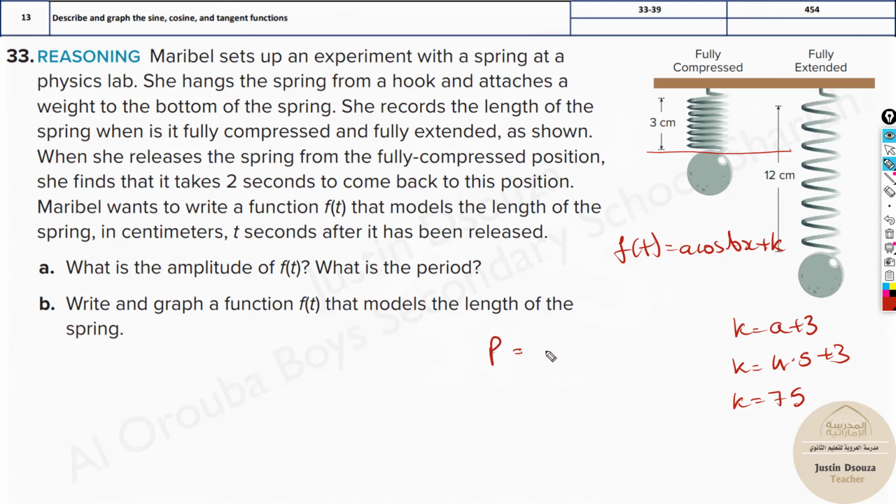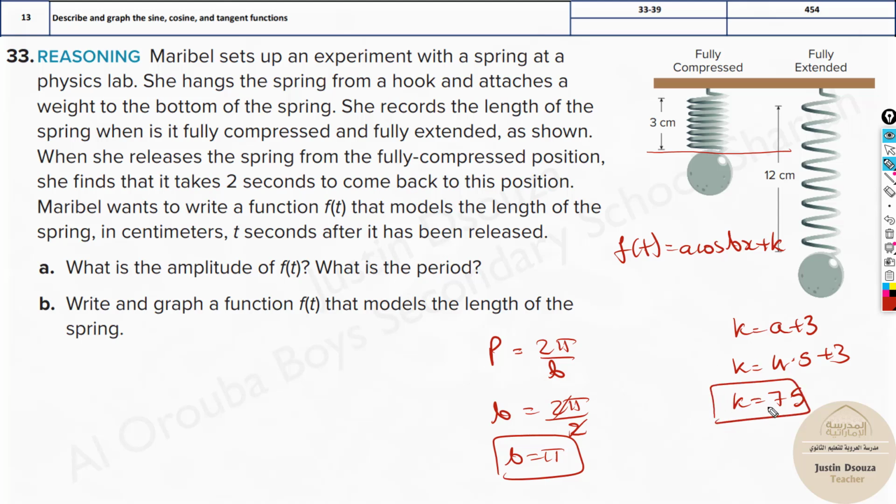Period, I'll write P is equal to, what's the formula for period? If you remember, it's 2 pi by b. We need to solve for b, so take b to the other side, it will be 2 pi by the period of 2 seconds. So it cancels. B is equal to pi.